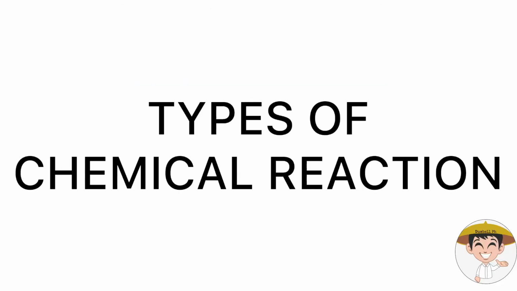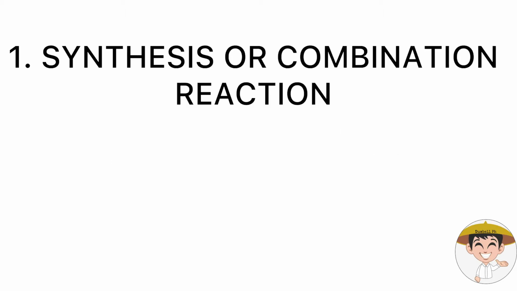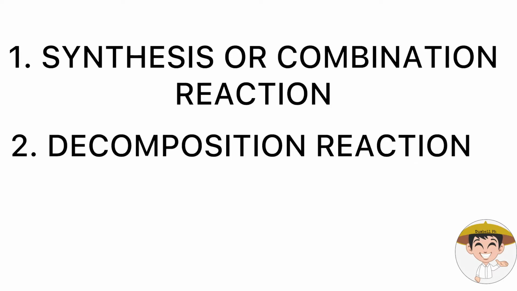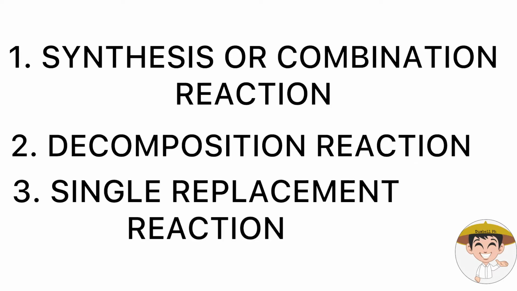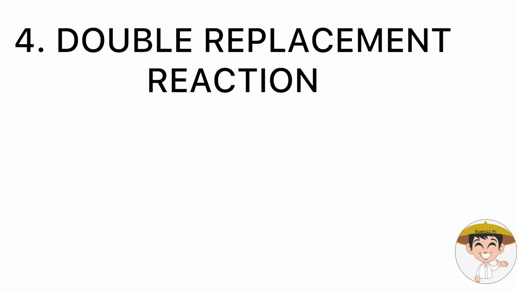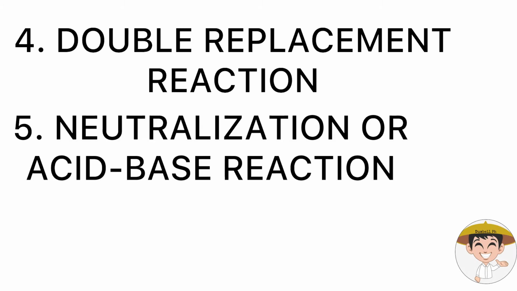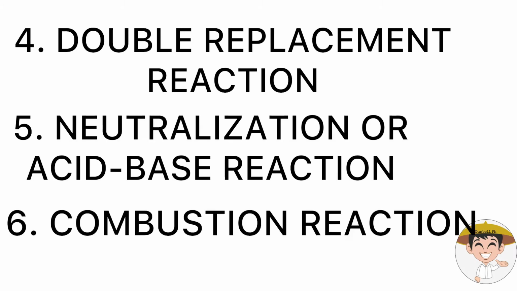Now let's go to the types of chemical reactions. By looking at the chemical equation, you can readily determine the type of chemical reaction that has occurred. There are generally 6 types of reaction. First, we have synthesis or combination. Second, decomposition. Third, single replacement. Fourth, double replacement. Fifth, neutralization or acid-base reaction. And lastly, we have combustion.